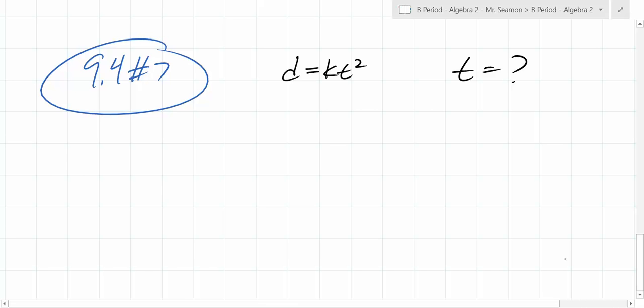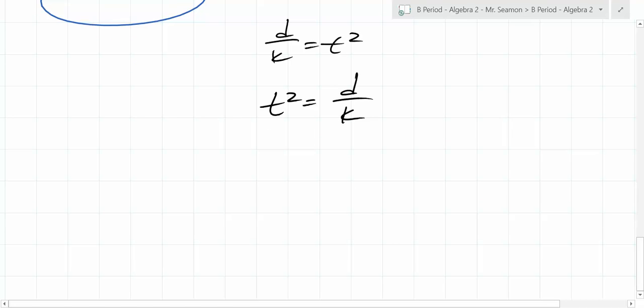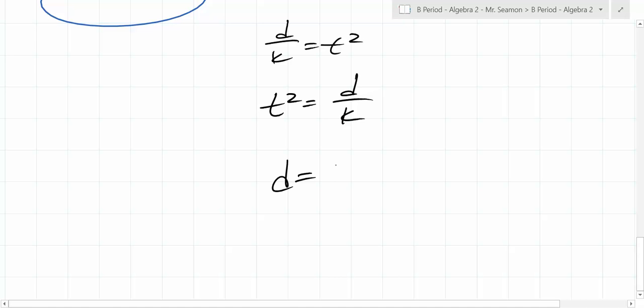That's our goal, but what should I do first? Divide by k. So we get d over k is equal to t squared. So yes, t squared is equal to d over k. So now what? So t is equal to what? Plus or minus the square root of d over k.